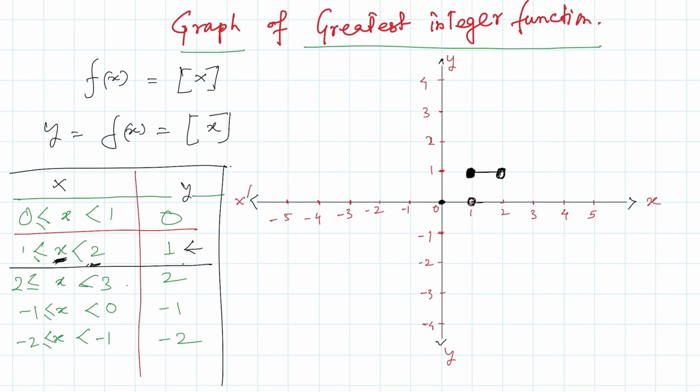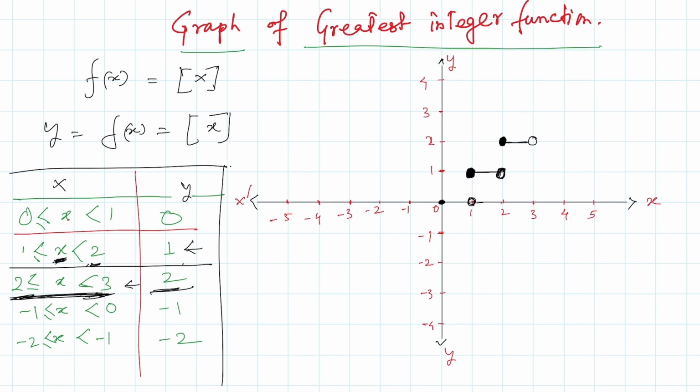Then the next point is x greater than or equal to 2. Now here you see x is greater than or equal to 2 and less than 3, for that y is equal to 2, so it must be here. Now 2 is included because x is greater than or equal to 2 and less than 3, this 3 is not included. And for this interval, x greater than or equal to 2 and less than 3, the value of y is 2. So that's how we can draw.